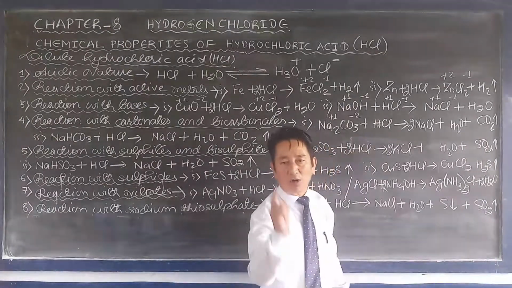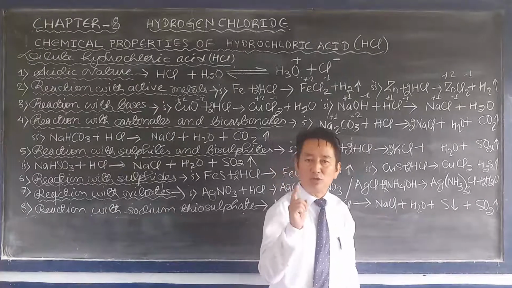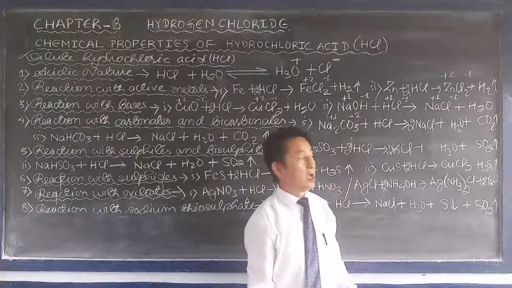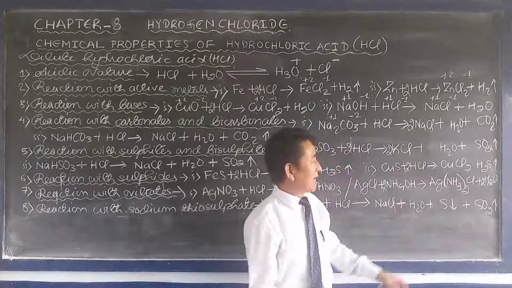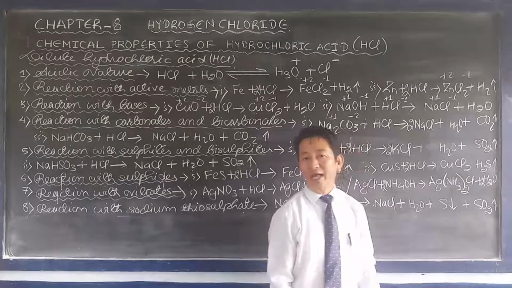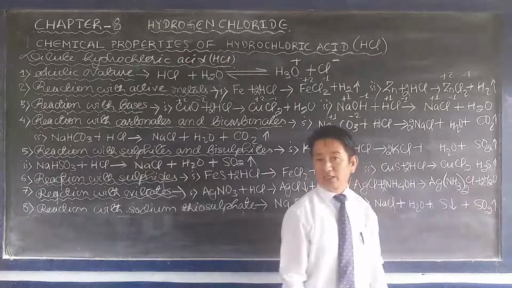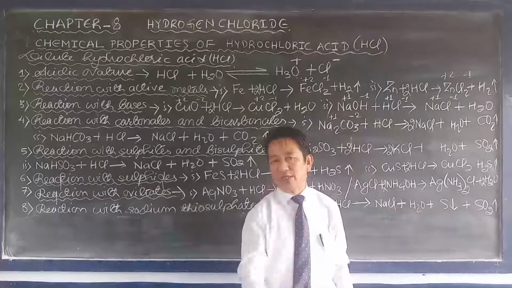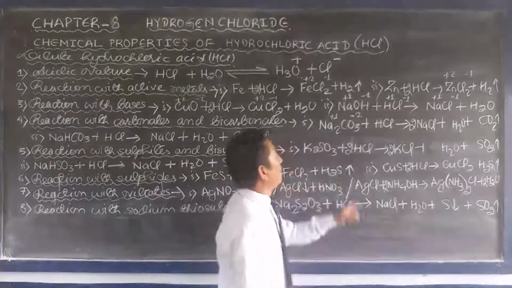Carbon dioxide is a colorless, odorless gas. It is neither combustible nor a supporter of combustion. It turns lime water milky and has no effect on acidified potassium dichromate. And this carbon dioxide is one of the greenhouse gases. This gas is responsible for global warming.